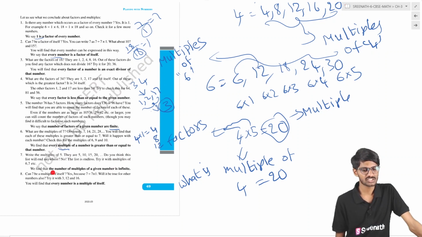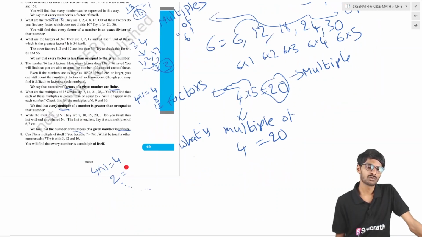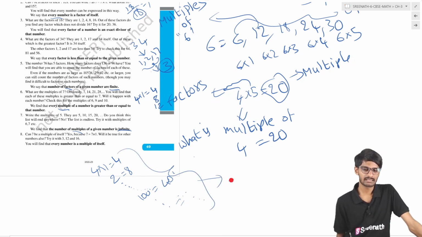Next thing is, the number of multiples of a given number is infinite. If you see, here the factors are finite, but the number of multiples of a given number is infinite. Suppose, what are the multiples of 4? 4 1s are 4, 4 2s are 8, and it goes on like that. You can write 4 into 100, which is 400, or 4 into 1 lakh. You can write so many, so the multiples go on. So multiples are infinite.